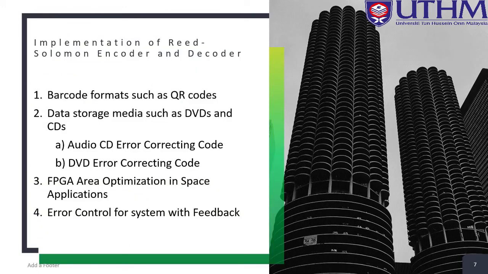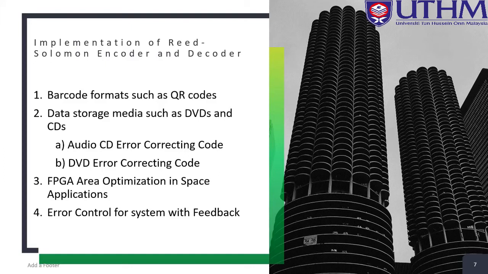Implementation of the Reed-Solomon encoder and decoder. The first one is barcode formats such as QR code. An individual code block may have more than 255 code words in length. Because of that, more storage is used in a QR symbol. It is important to split up the message into several blocks so it will reduce the errors for each block.